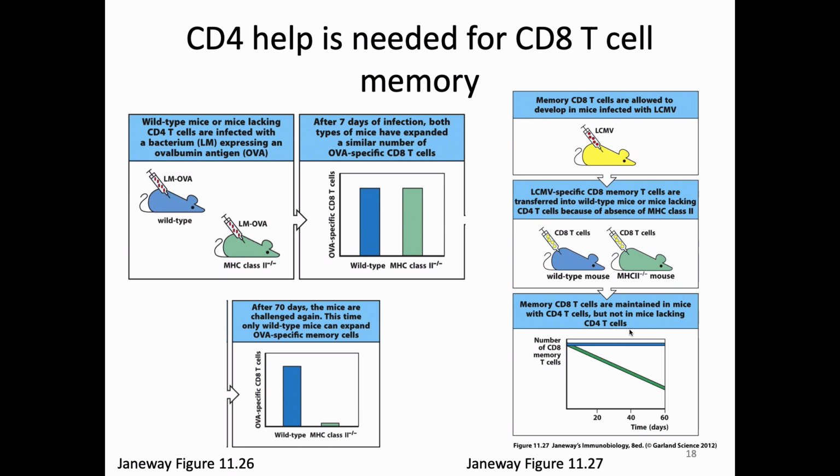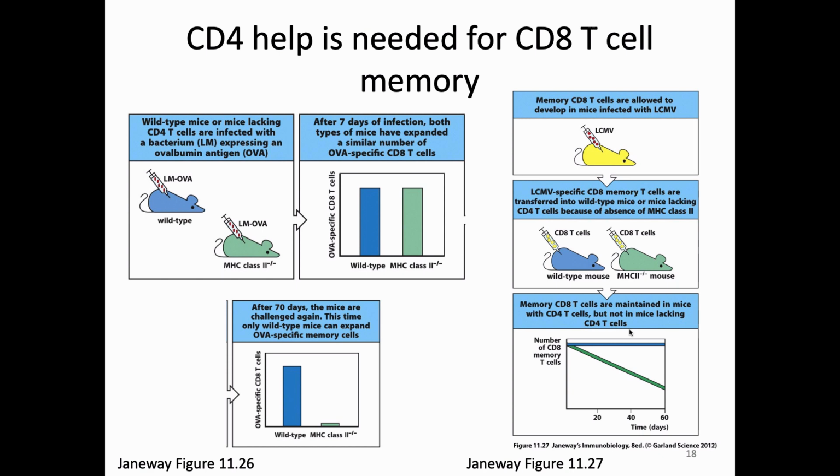But basically, what was done in these two papers was they took a microbe, a bacterium called Listeria monocytogenes, that had a specific antigen, OVA, that is recognized by certain T cells. They looked at mice that were wild type or mice that were missing MHC class 2. And remember that mice missing MHC class 2 will not have CD4 cells, because CD4 goes with MHC class 2. They looked at their CD8 responses at 7 days after infection, and they saw they were exactly the same.